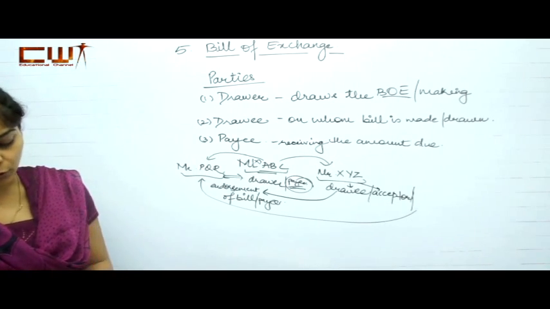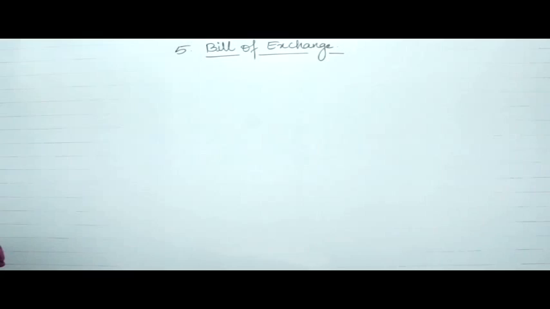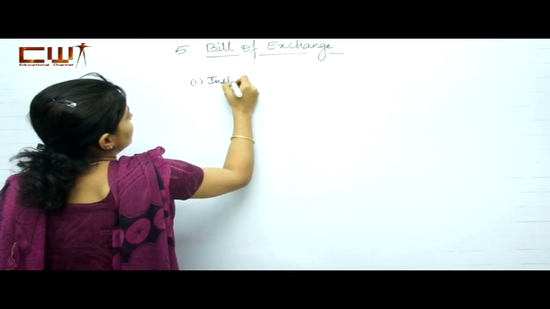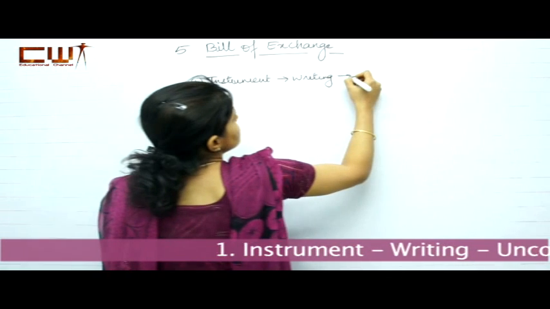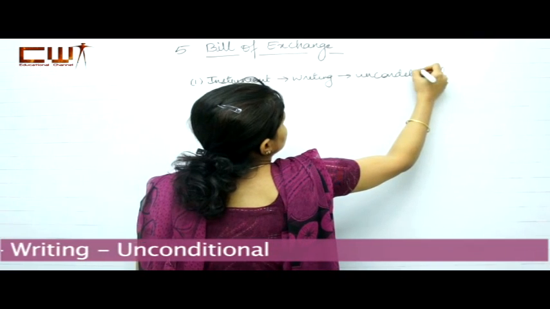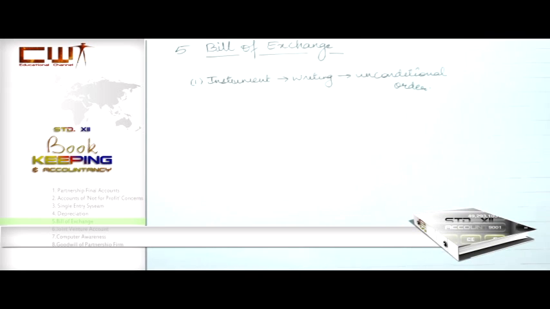Let us see the definition of bill of exchange. Instrument in writing containing an unconditional order. You have an instrument that is in writing, and what does it contain? It contains an unconditional order. This is the first feature you can derive out of the definition that is given to you. So bill of exchange is an instrument that is in writing and it contains an unconditional order.